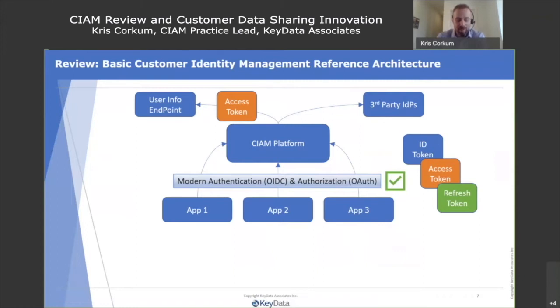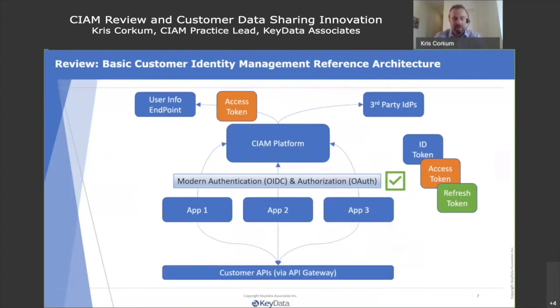So the application might make an additional call to the user info endpoint if it needs to get additional user information. But generally, the information in the ID token is enough, and the access token is not heavily used. Applications can call customer data APIs to read and write customer data. And this is data that's outside of the core identity data.